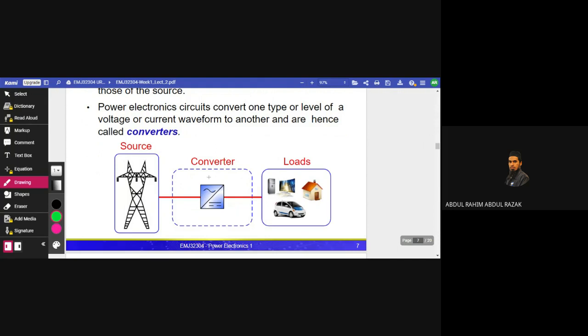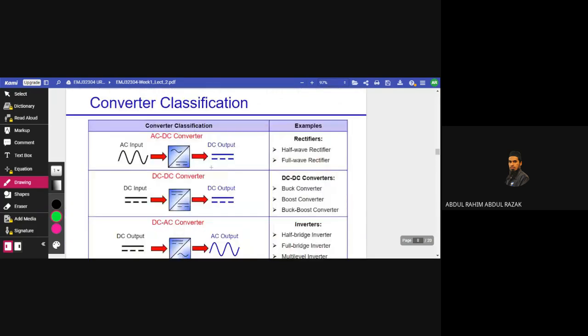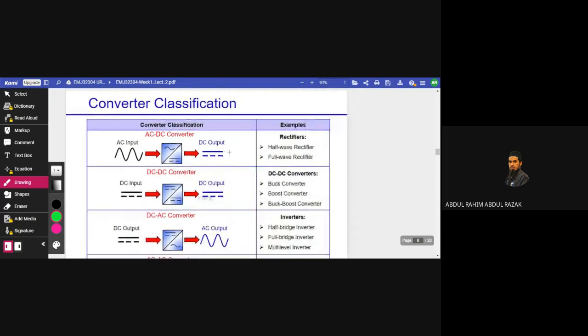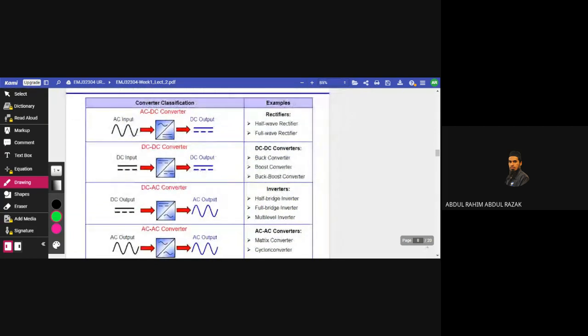But as of now, let's assume that the incoming source is AC, but our required load is DC, so we have to put a converter in between to convert from AC to DC. So the converter here is to convert one type or level of voltage or current into another level or range. That's why the converter is required. In terms of classification, what kind of converters do we generally have in the market right now?